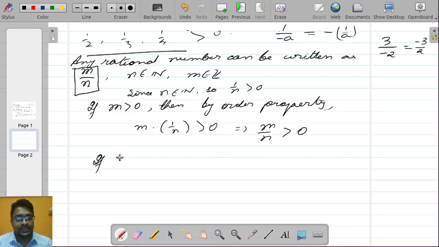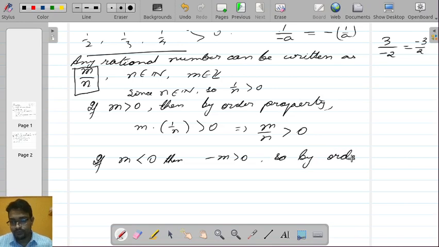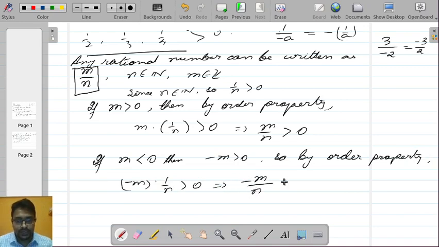Okay, if m is less than 0, then minus m is greater than 0. So by the order property, minus m multiplied with 1 by n is greater than 0. So that is minus m by n is greater than 0, right? But minus m by n is the same as minus of m by n. So minus of m by n is greater than 0. So by the law of trichotomy, the third order property, it follows that m by n is less than 0.